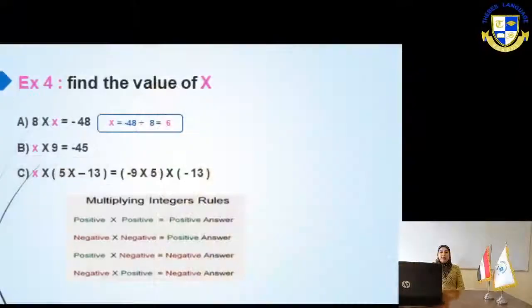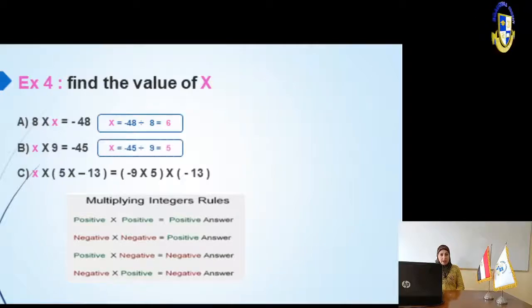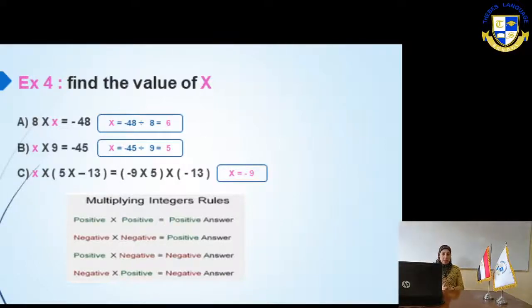Letter B, x multiplied by 9 equals negative 45. Again, which number, if I multiply it by 9, will give me negative 45? It will be negative 5. Again, letter C, x times the product of 5 multiplied by negative 13 equals negative 9 times 5 times negative 13. It's a mirror, okay? Two sides are equal to each other, so where is our missing number? Our missing number here is negative 9.